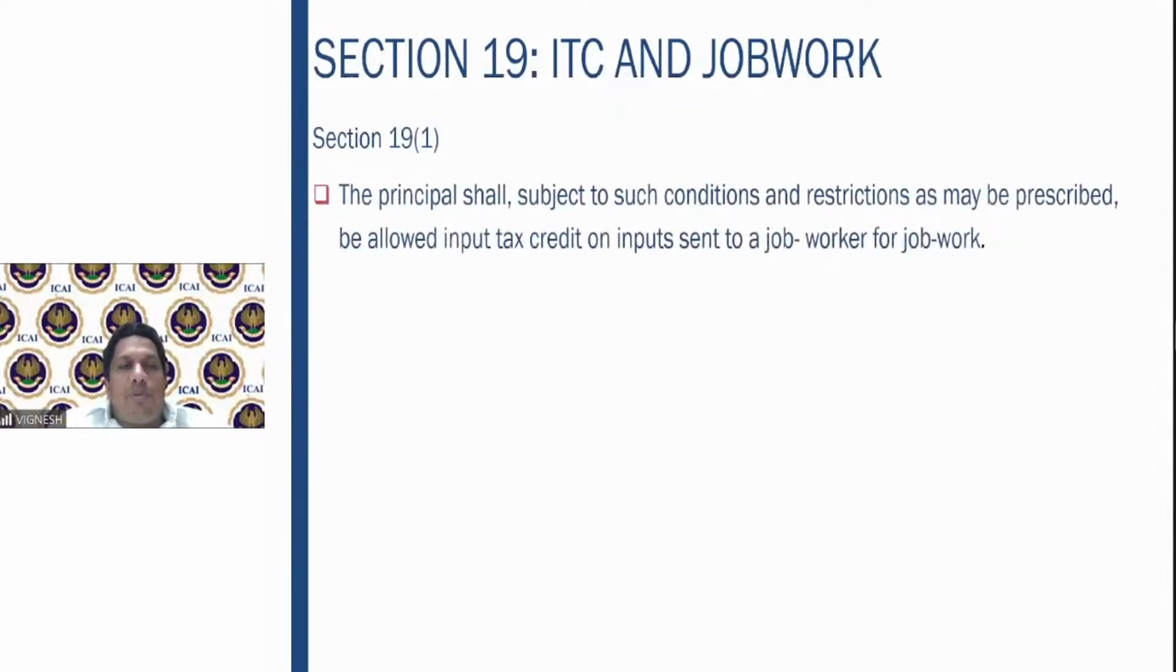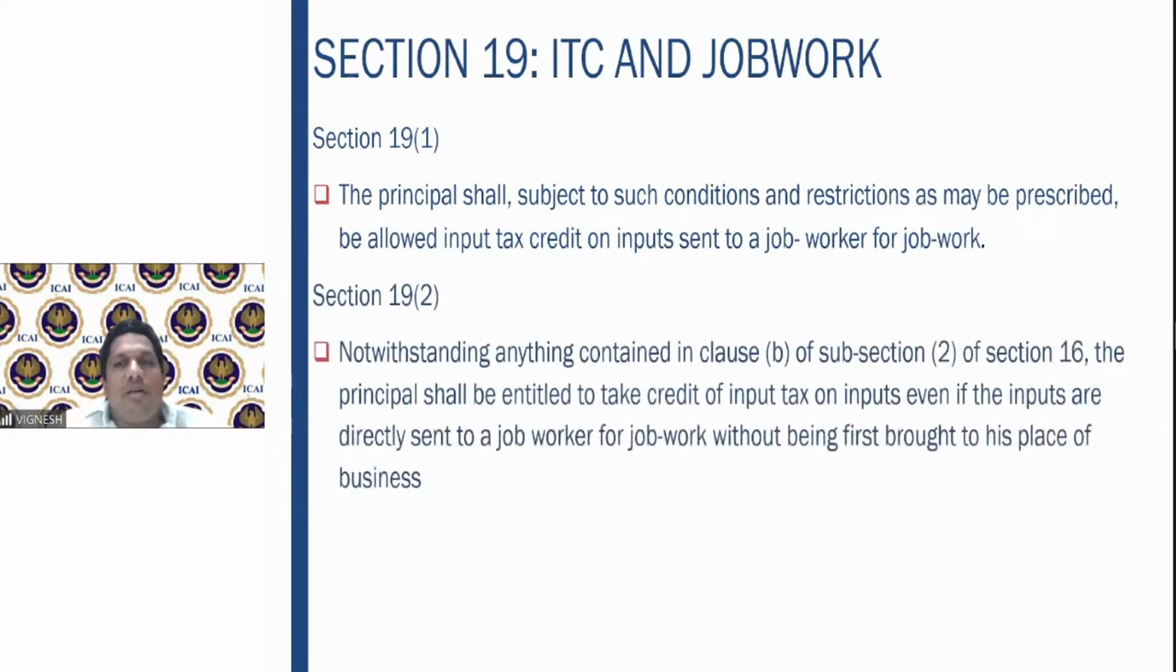Section 19 subsection 1: the principal shall, subject to such conditions and restrictions as may be prescribed, be allowed input tax credit on the inputs sent to the job worker for job work. So very simple section. Whatever inputs are sent to the job worker, on that input tax credit will be allowed.